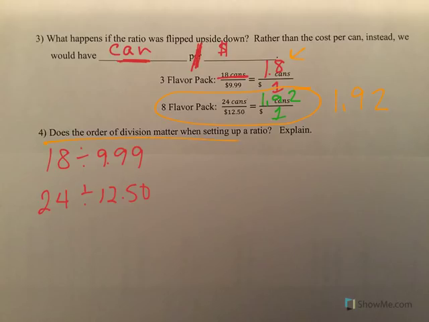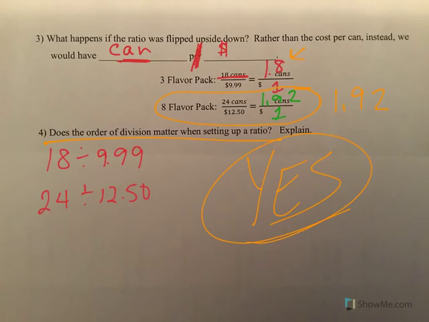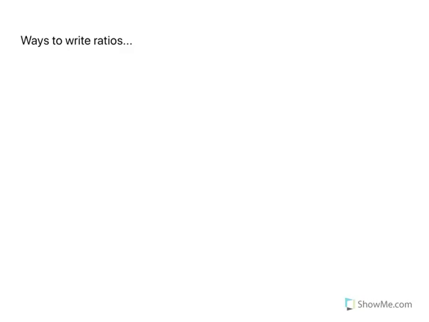So does the order of the division matter? Yes, it does matter. It still gives you the same overall answer for which one is the better buy, but it gives it to you in a different way. So remember on the last page, we were talking about the price per can, right? So 52 cents per can, whereas on this page, we're being told the number of cans per dollar. Totally different information. So the way you set it up, the way you divide, does matter.